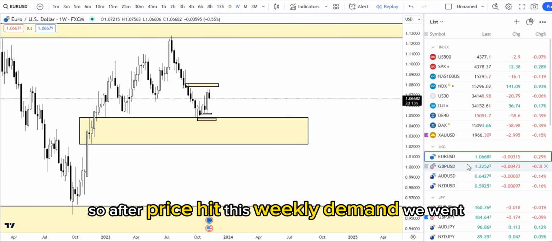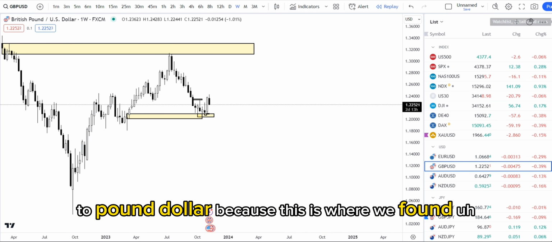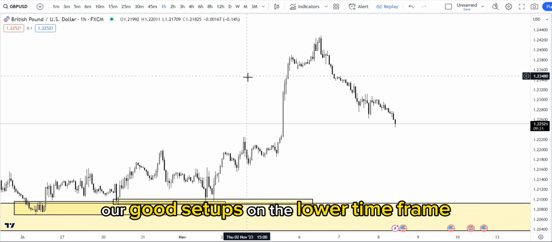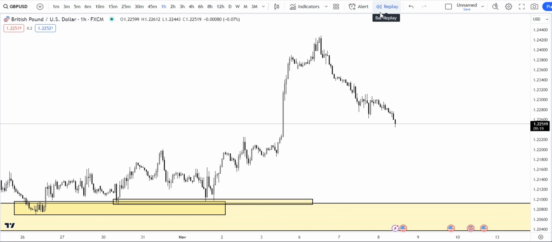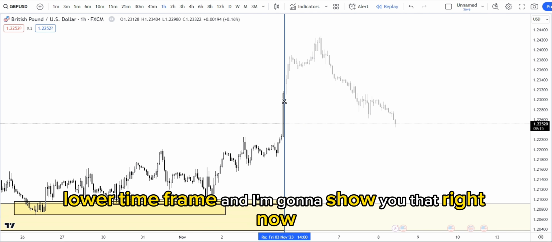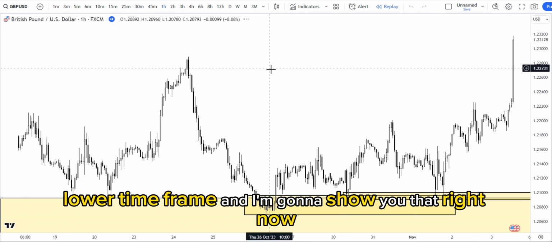After price hit this weekly demand, we went to pound dollar, because this is where we found our good setups on the lower time frame. I found some good setups on the pound lower time frame, and I'm going to show you that right now.